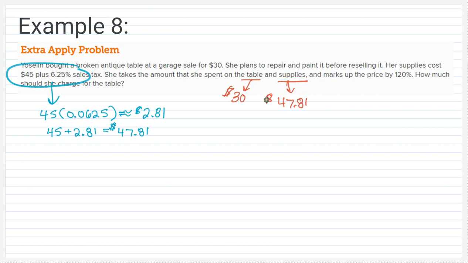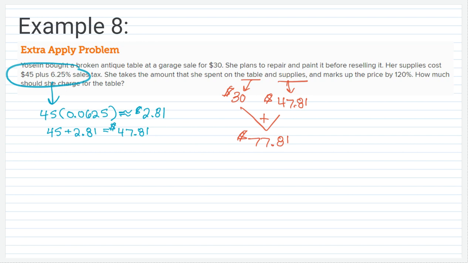So it says she's going to take the amount that she spent on the table and supplies and mark up that price by 120%. So to figure out how much she spent on the table and supplies, we're going to add those two prices together. So $30 plus the $47.81, that is going to be a grand total of $77.81. So that's how much her cost was for this table that she then repaired and painted. We're going to mark up that price by 120%. Again, we can do this in one step like we saw in previous examples. I'm just going to do it in 2 steps to keep it consistent with how I found the price that we spent on supplies.